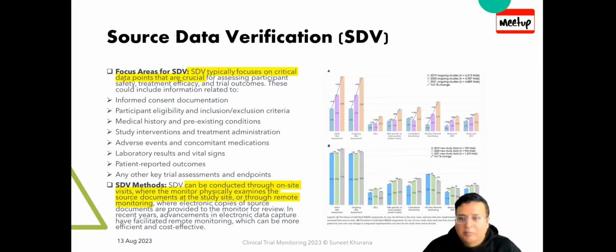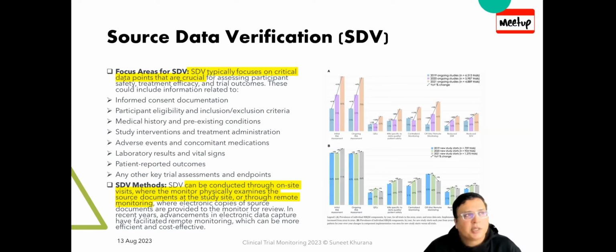Then they also reduce the amount of source data review, so they will pick only a select amount of charts to look at, and the same goes with the SDV. So SDR is data review, and SDV is verification. They will not go through all the documents on all sites. Because of the key risk indicators, they will look at certain elements in the site that indicate that this site is high risk. So they will select a few patients.